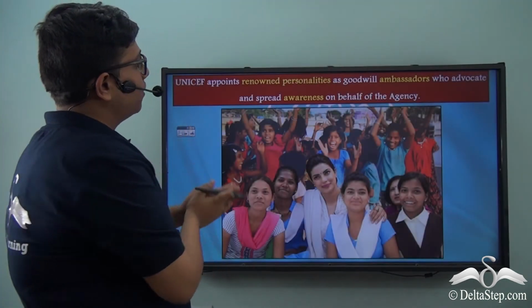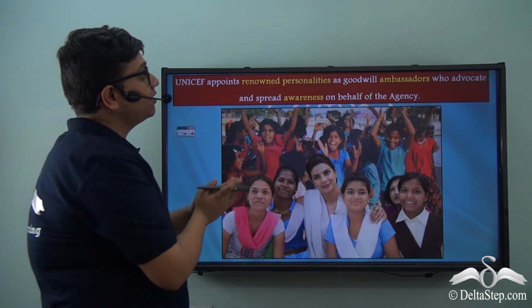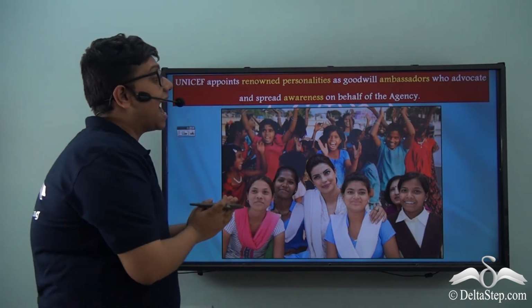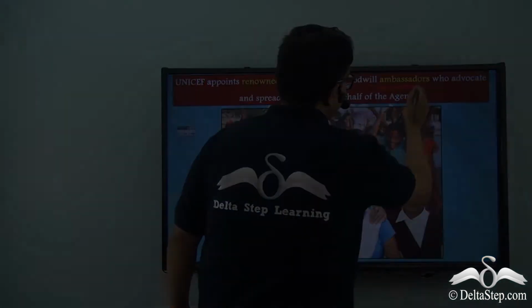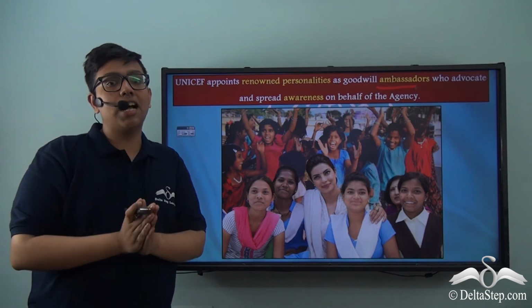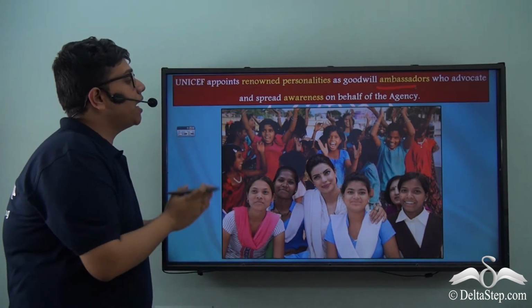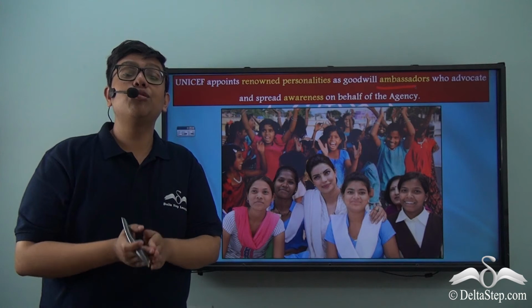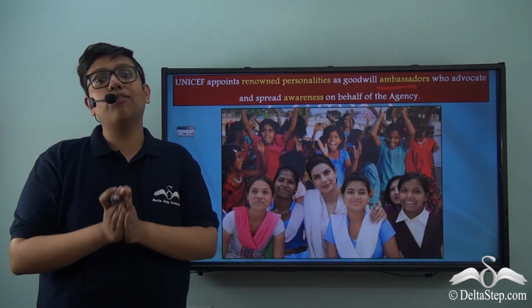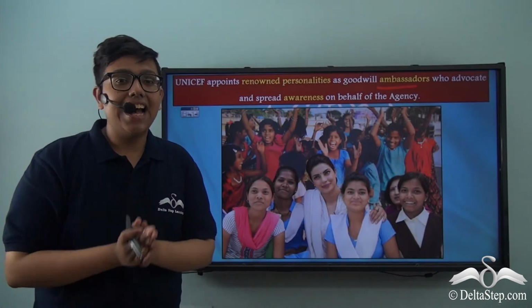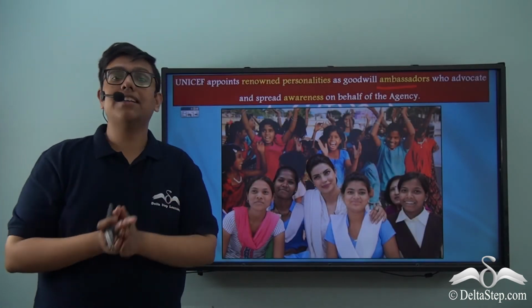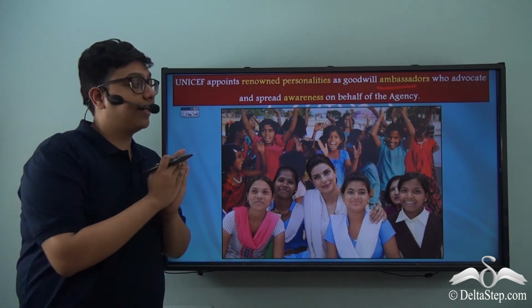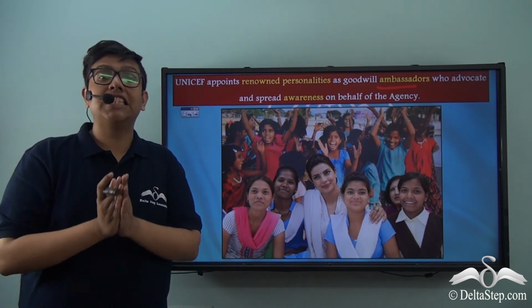Now, to smoothly function, UNICEF appoints various renowned personalities as Goodwill Ambassadors, who through their abilities, popularity and resources spread awareness on behalf of the agency and also advocate for the rights of children. In fact, India has its own UNICEF Goodwill Ambassador, and that is Priyanka Chopra, who is a renowned cinema personality.